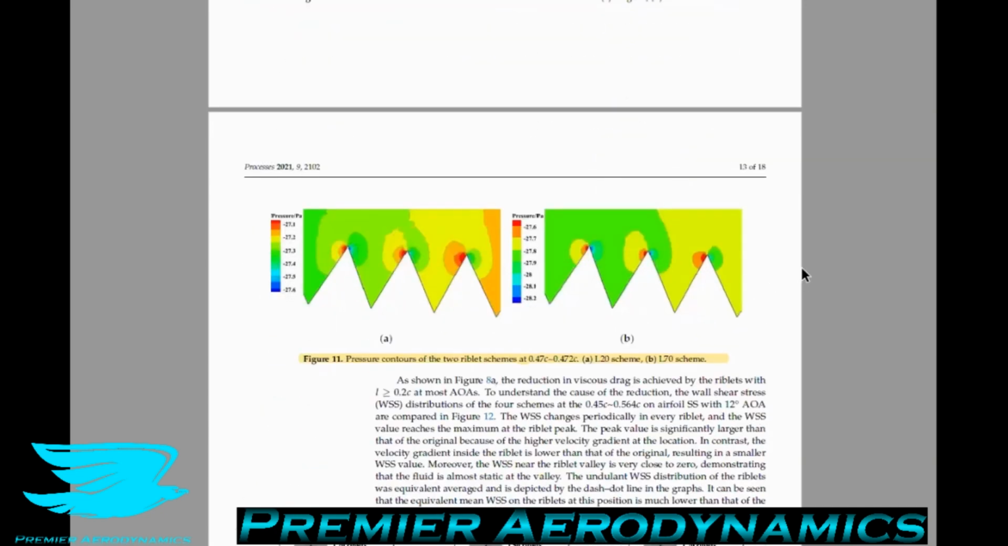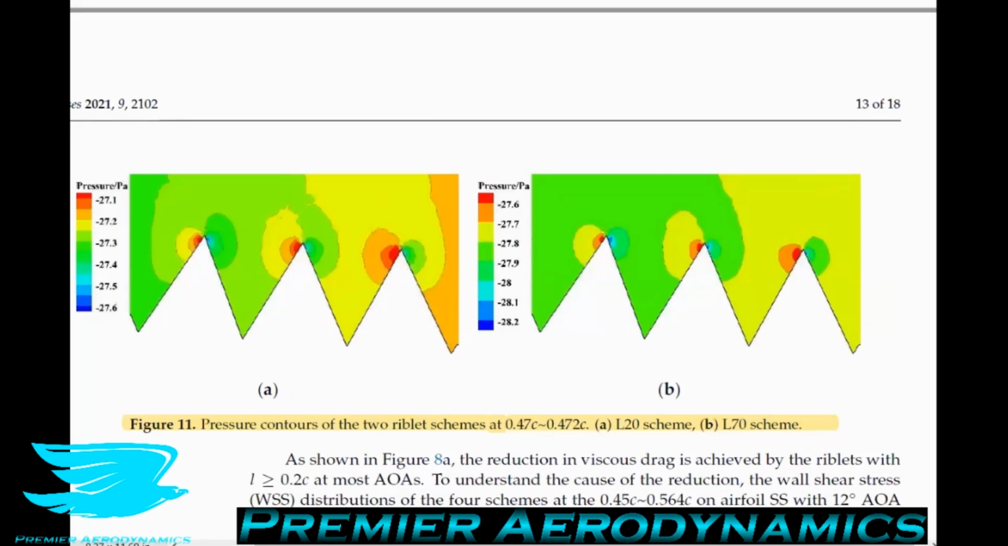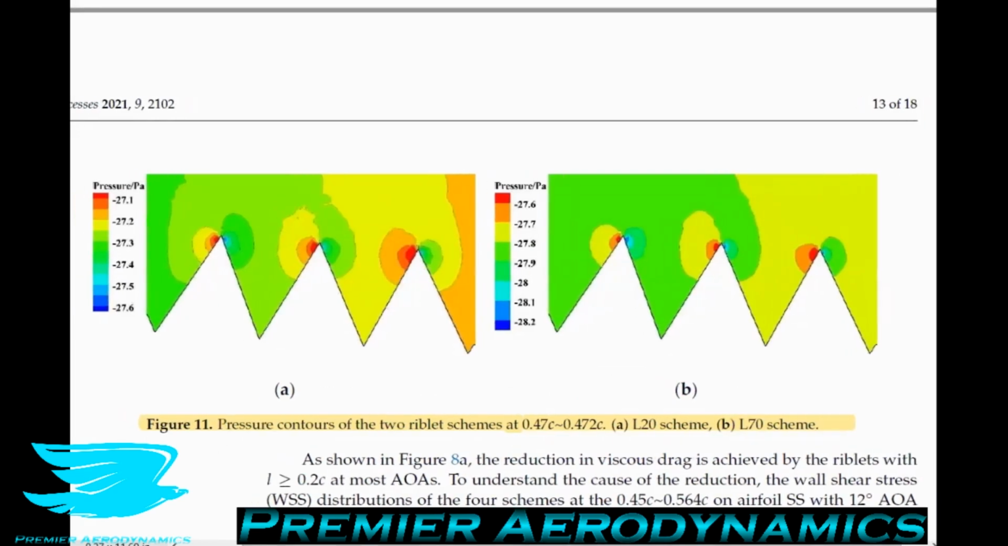So in figure 11 now, we get to see what the pressure is inside the riblets. They have pressure contours of the L20 and L70 schemes at the riblets. So we're taking a cross section and we can see a magnified view of them. The pressure difference of these two schemes of riblets at the same location is 0.5 pascals and 0.6 pascals respectively. Considering the fact that the long riblets contain more riblet structures, the pressure drag of the L70 scheme is much higher than that of the L20 scheme and the original.